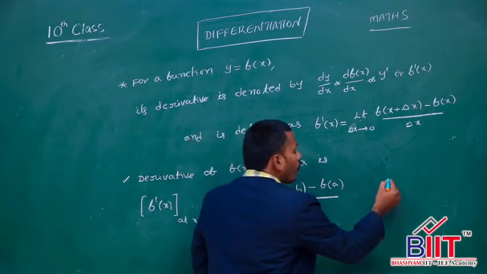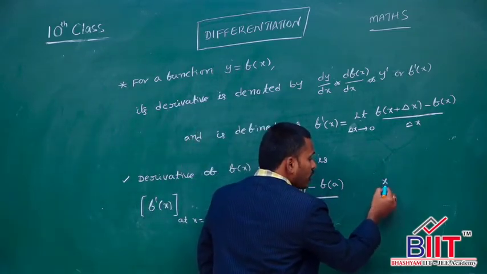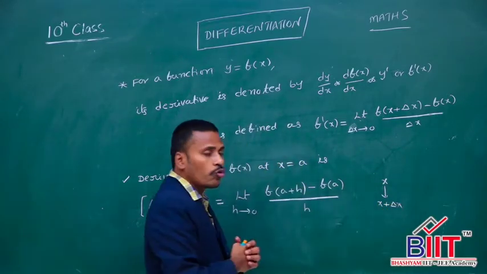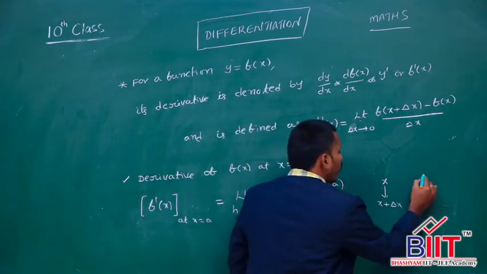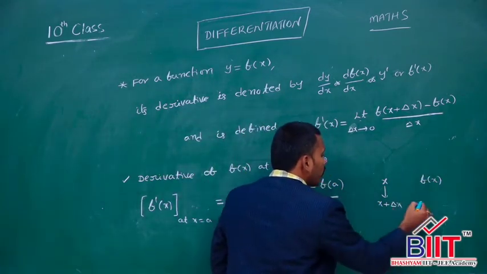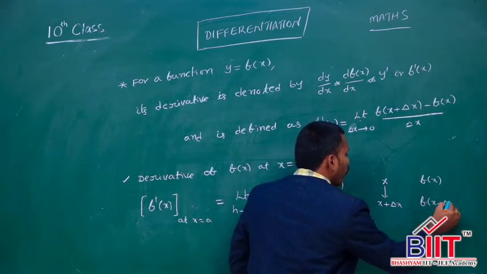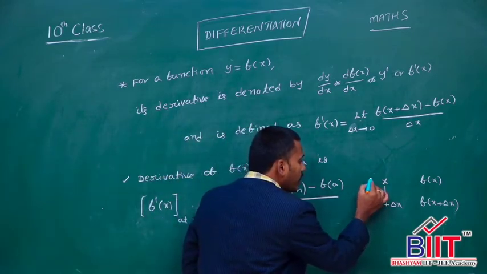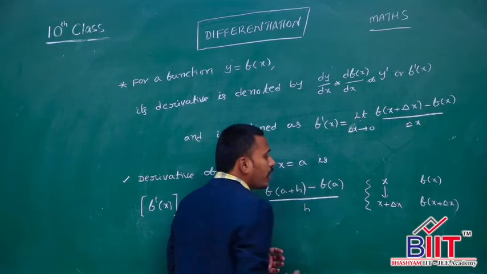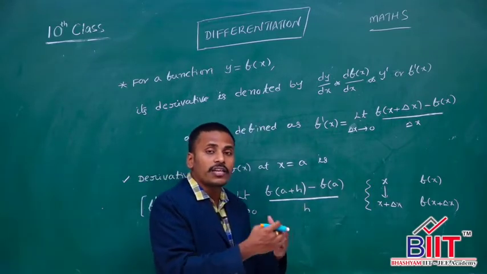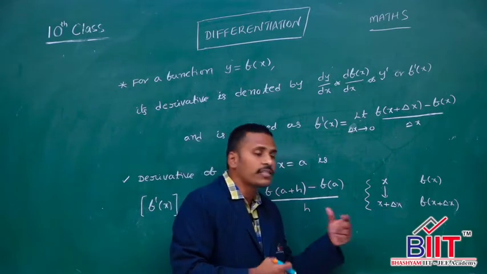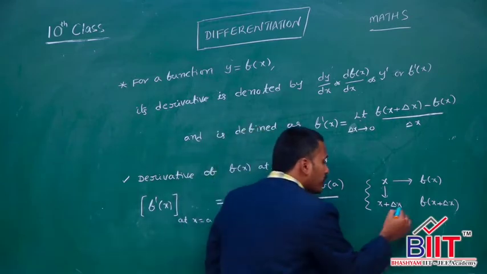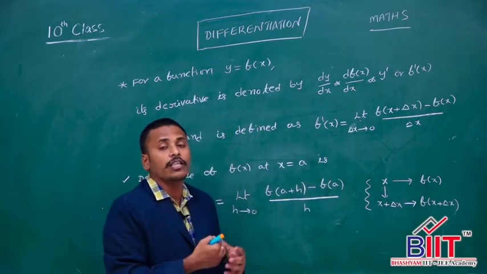Suppose I change x to x plus delta x. There is a change in the input of the function from x to x plus delta x. At x the functional value is f of x, and at x plus delta x the functional value is f of x plus delta x. Here, what is delta x? Delta x is the difference between these two values. x is my initial value. If I change that x by delta x, x plus delta x is my final value. At x, f of x is the functional value. At x plus delta x, f of x plus delta x is the functional value.